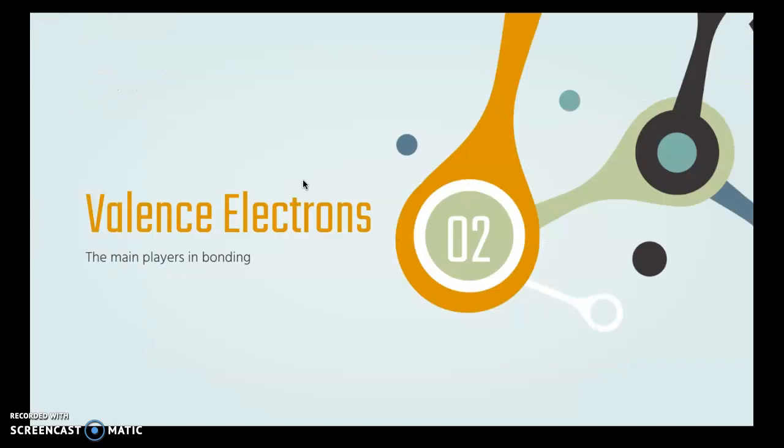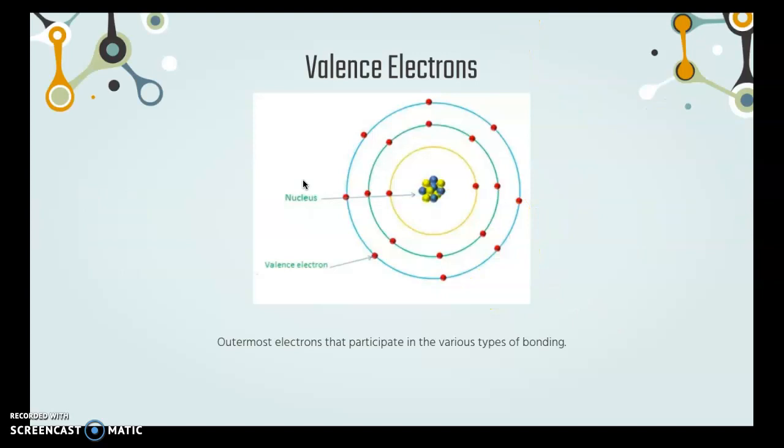Speaking of electrons, let's talk about what valence electrons are. Now, valence electrons are going to be the main players in the different types of bonding that we're going to be talking about today. Now, we just said that the atomic number shows the total number of electrons. That's going to be different than what the valence electron number is. So valence electrons are going to be the outermost electrons for a particular atom.